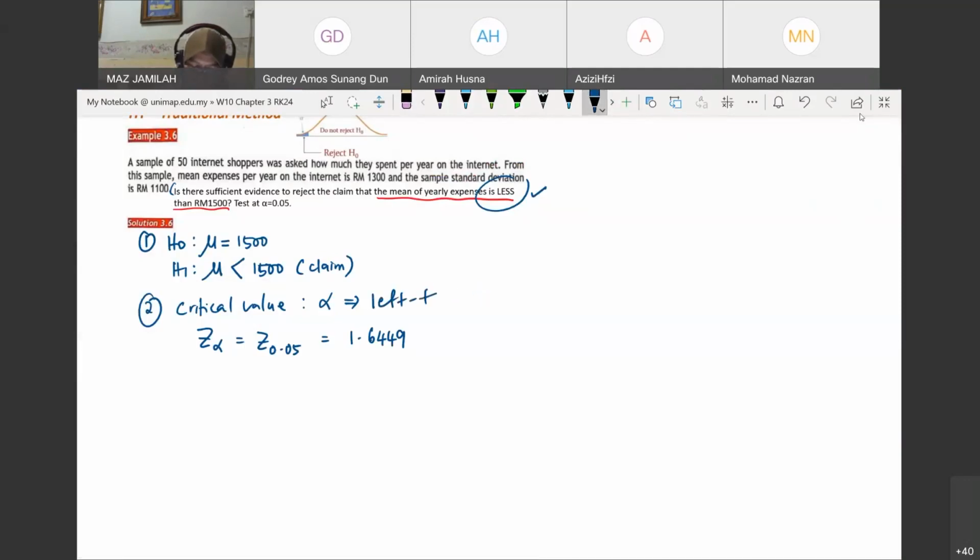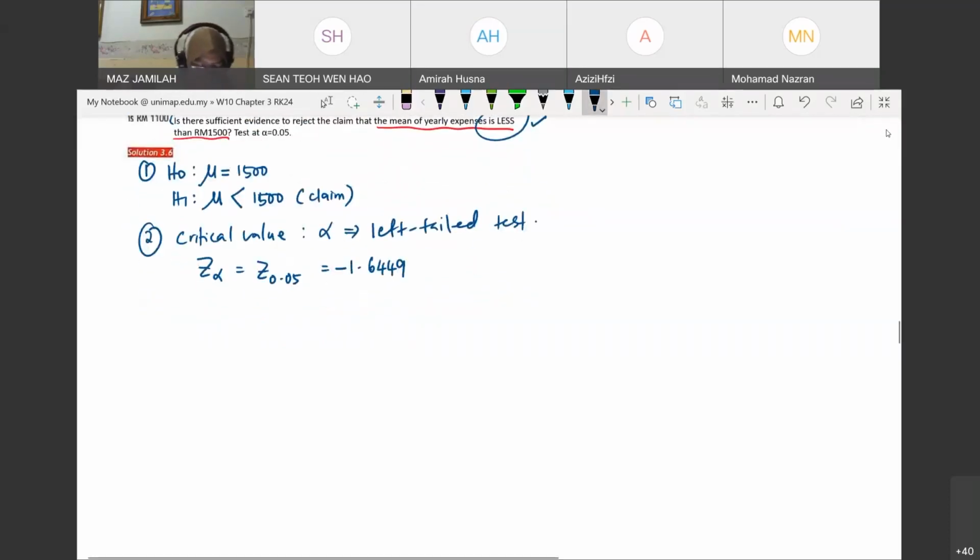Why? It's on the left side. Yes, thank you. Correct. Left tail test. Since we are dealing with the left tail test, this automatically becomes negative. Okay. So the third step would be the same. That would be the test statistic.